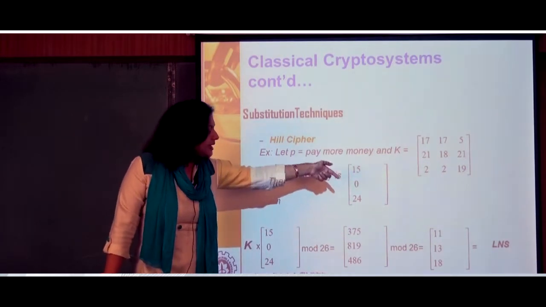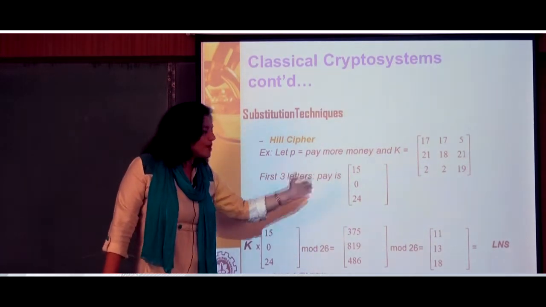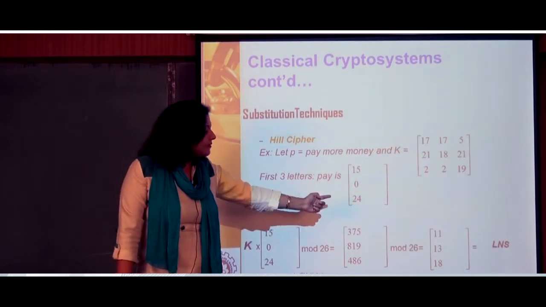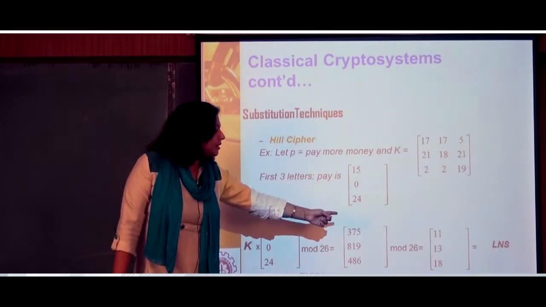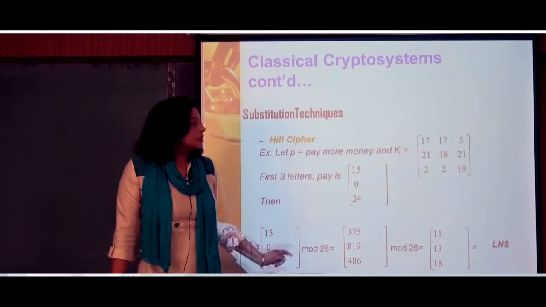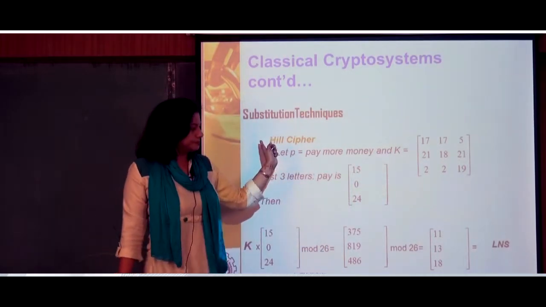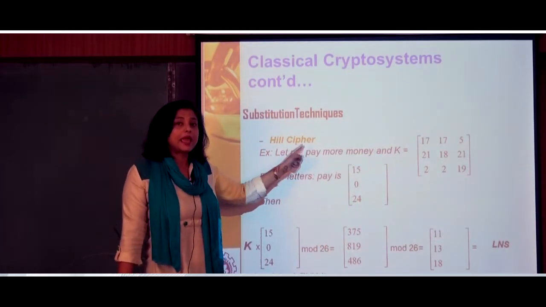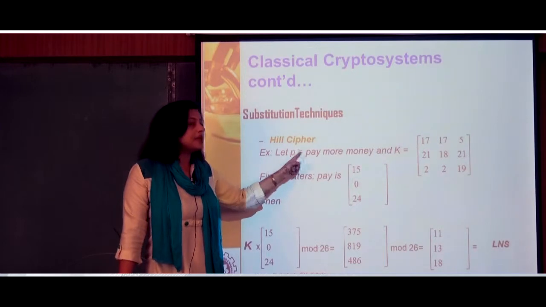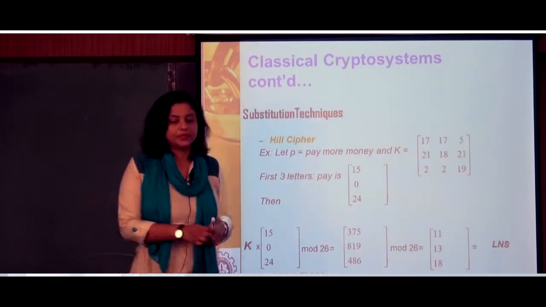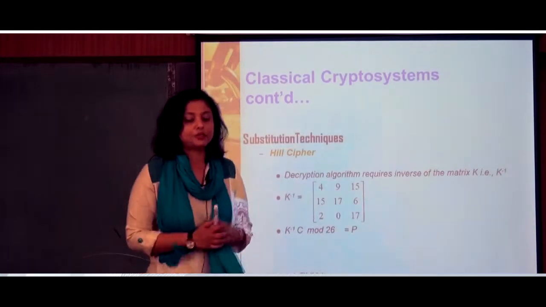Now again this 11, 13 and 18 should be transformed back to the letters. So accordingly 11 stands for L, 13 stands for N and 18 will stand for S. So we have created the ciphertext for the plain text letters P, A and Y. Instead of sending P, A, Y, we will be sending L, N and S. So I hope this is clear to you.